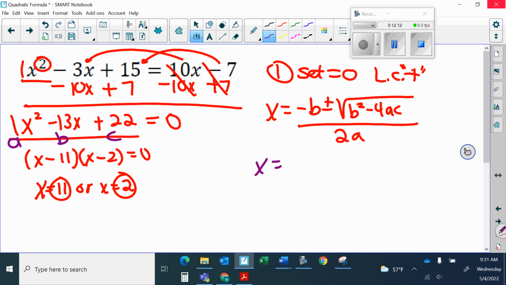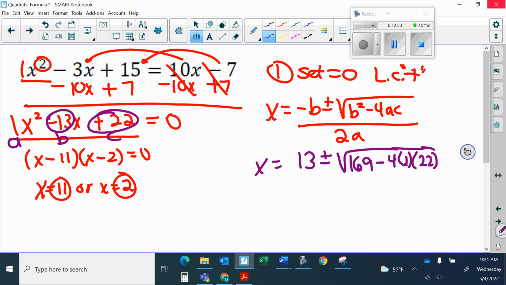So x equals the opposite of b. The opposite of negative 13 is positive 13, plus or minus the square root of 13 squared, which is 169. If you know your squares, for extra credit, you'd already know that. Minus 4a and c. Okay, remember if you want, circle the numbers so you include the sign with it. So you make sure you have the right sign for each of those. All over 2a. 2 times 1 is 2.